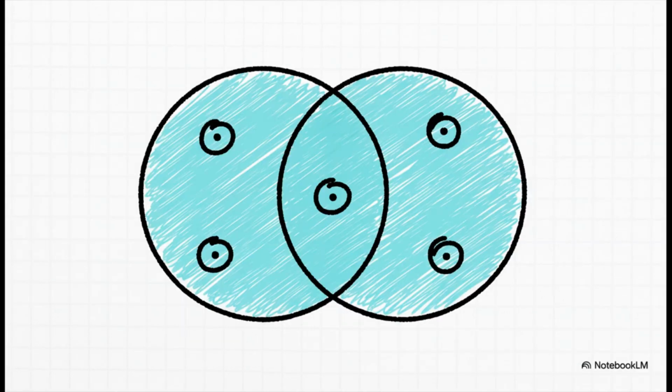And then, if you look at the entire area covered by both circles all together, the whole shape, that represents the union. It's the perfect visual for showing every single element from both sets all scooped up together.